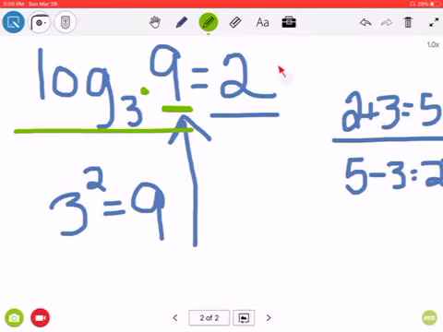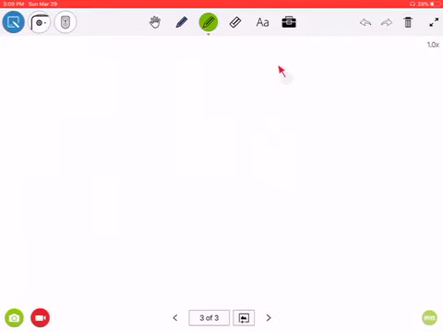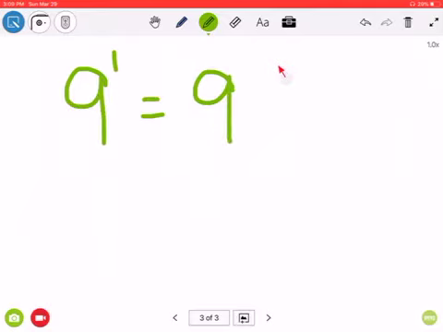So let's take a look at some exponential form and log form, because in R1 that's what you're going to be expected to do, to write the exponential equation. Okay, suppose I had 9 to the first equals 9. Well, this is my base. This is my exponent. This is the answer.